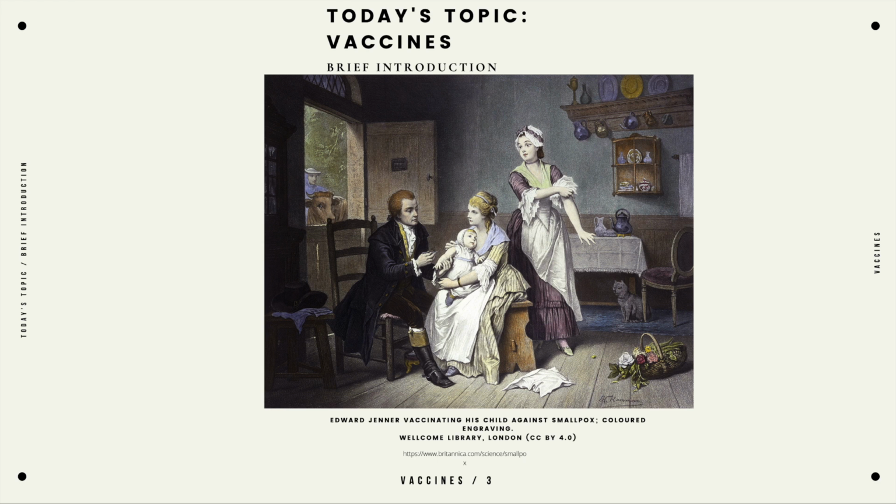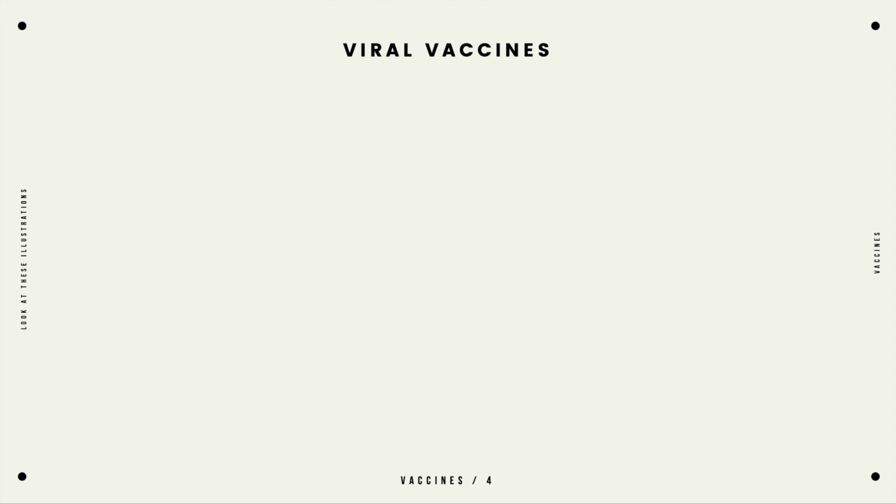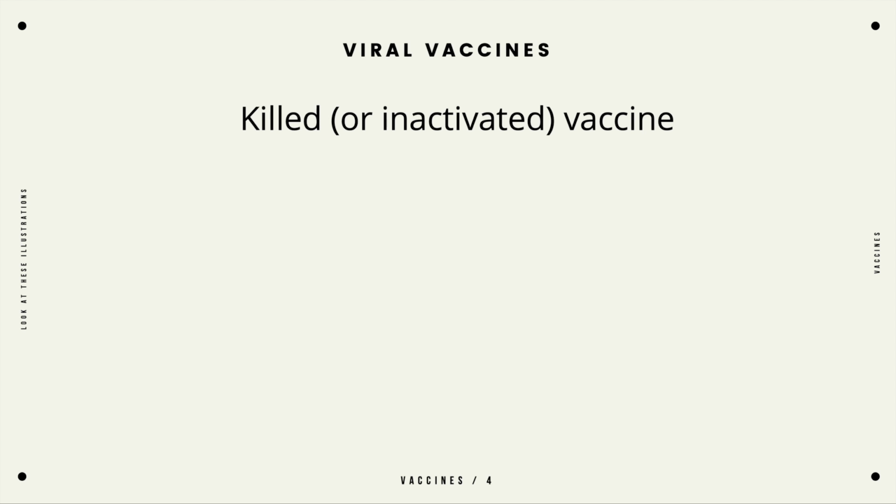However, since very few viruses have a safe animal alternative, other techniques for vaccines are used. Most bacterial and viral vaccines are administered by injection. So let's look at viral vaccines. The first one is killed or inactivated vaccine. So what's a killed or inactivated vaccine?